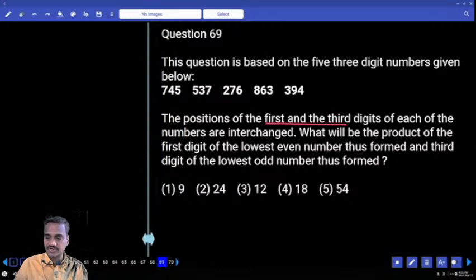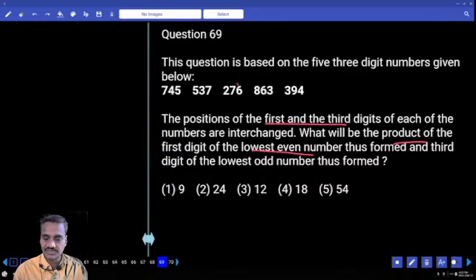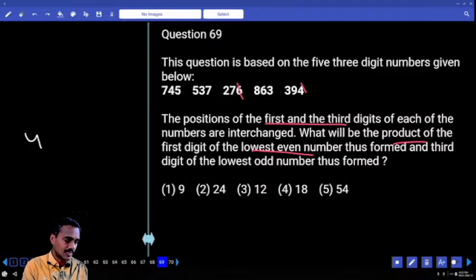Positions of the first and the third digits are interchanged. Then what will be the product of the first digit of the lowest even number? Now what is the lowest even number here? 6 and 4, and that means this will be 493. And in this 493, what is the lowest even number? And the first digit is what? The first digit is 4.